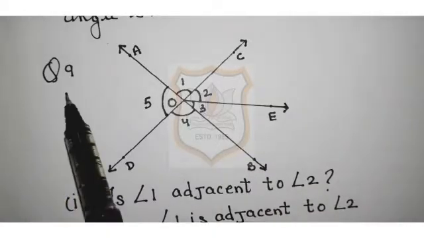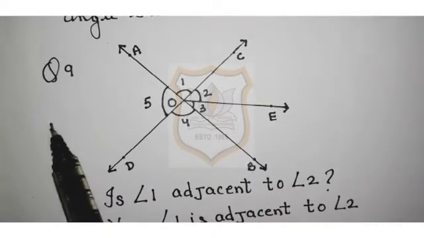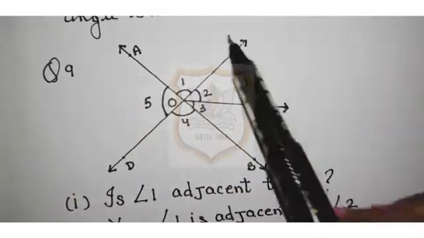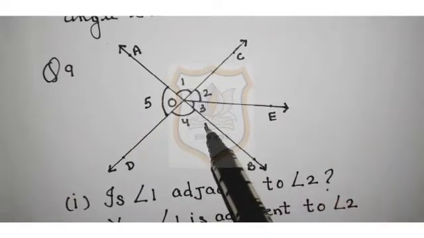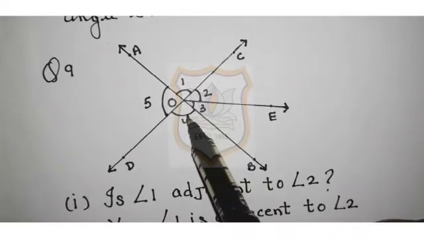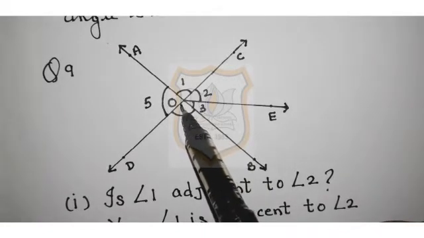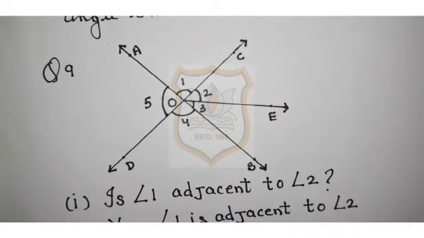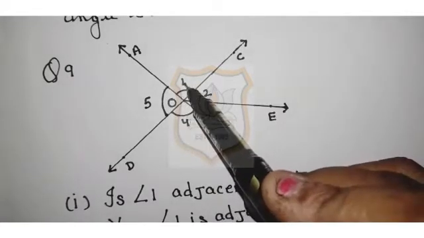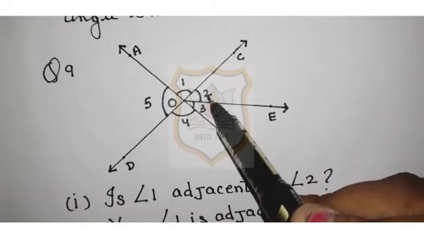Students, let's solve question number 9 of exercise 5.1. Look at this figure very carefully, then only you will be able to solve the sums. You have to draw this figure with the help of a pencil in your notebook. Now, first question is: is angle 1 adjacent to angle 2? This one is angle 1. Is it adjacent to angle 2? You have to tell by giving the reason.